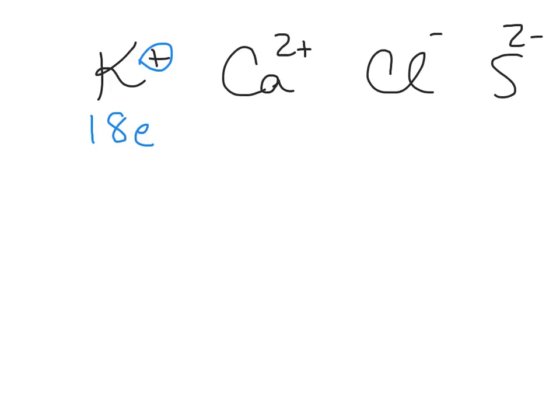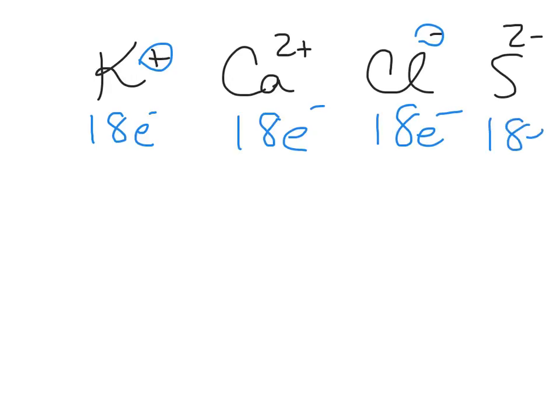Calcium starts at 20 electrons, has lost 2. It's also 18 electrons. Chloride starts with 17 electrons, but it's gained 1, so it has 18 electrons. It looks like we have an isoelectronic series here. And in fact, we do. So all of these ions have 18 electrons, which is the number of electrons that the noble gas argon has.